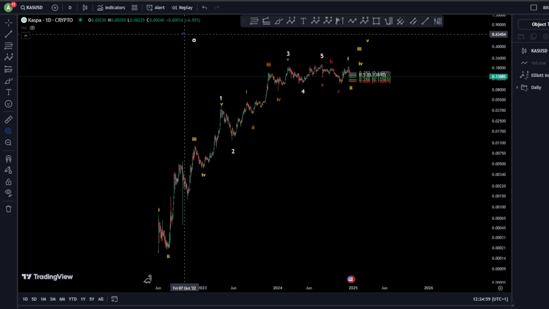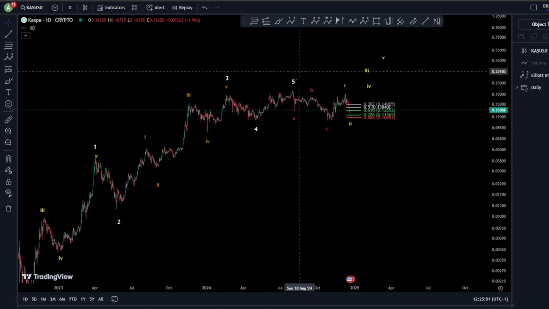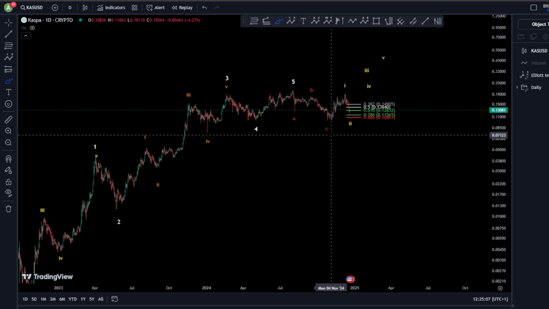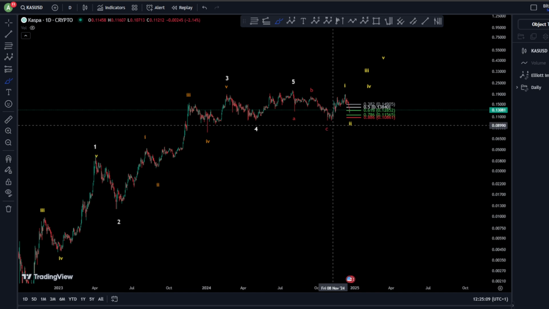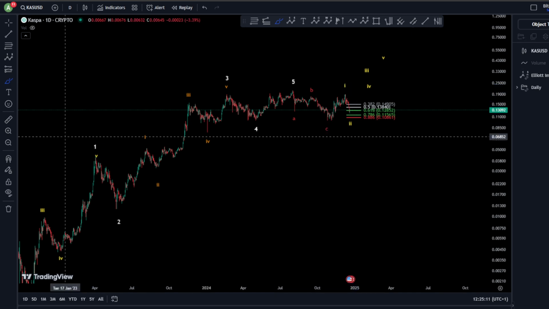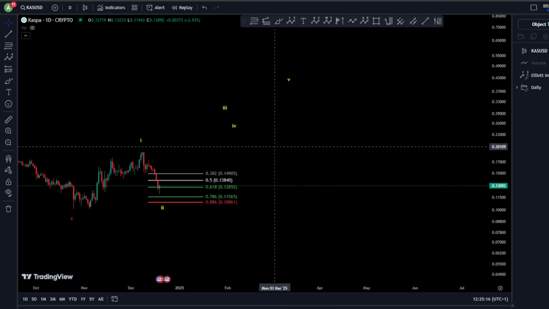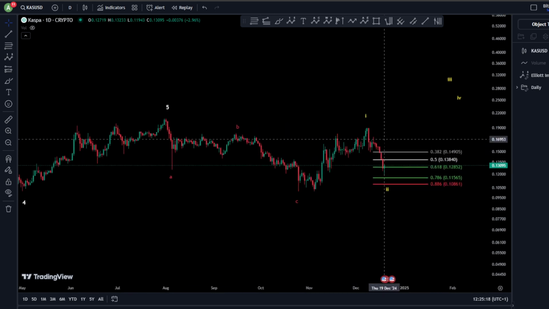After this big impulse, you are looking, of course, for a correction after it, where you are looking here at A, B, and a C, of course, towards the downside, finishing a correction here and probably starting a new impulse towards the upside. And if we take a closer look here, we are looking probably at a wave 1, 2 formation.